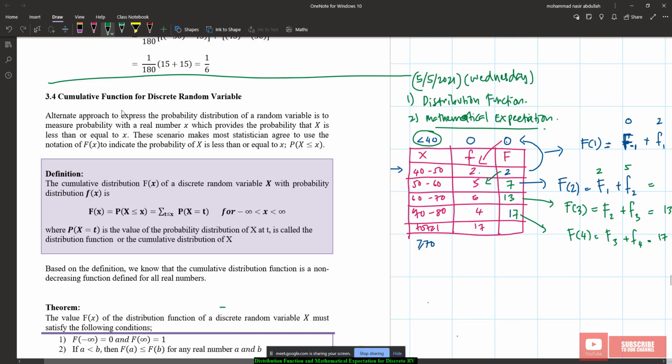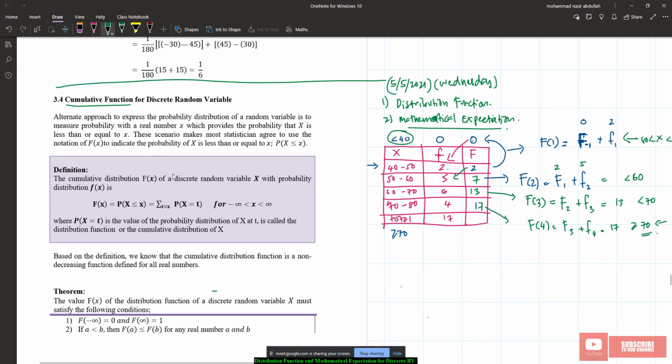Probability distribution function, which is a cumulative function, right, for a discrete random variable. So this is applicable for a discrete random variable. So now let's look at the introduction for the cumulative function. An alternate approach to express the probability distribution of a random variable is to measure probability with a real number x, which provides the probability that X is less than or equal to x.